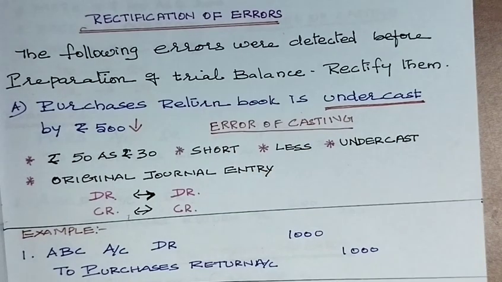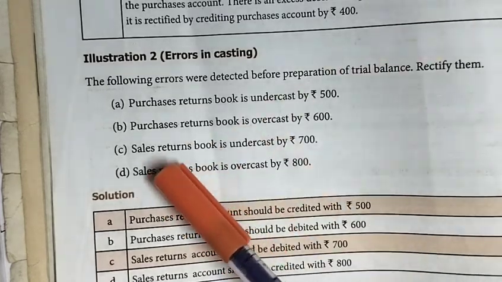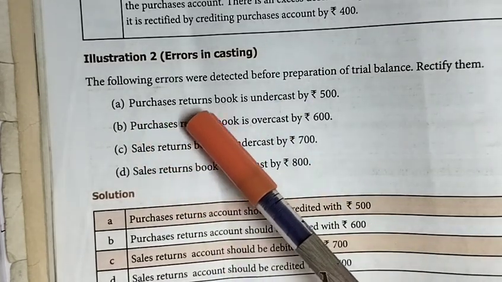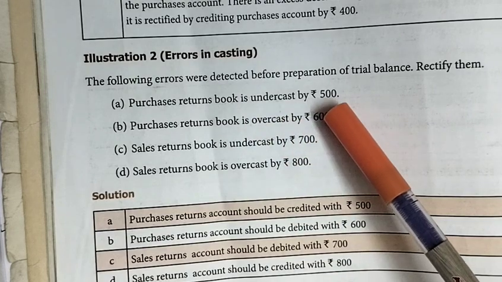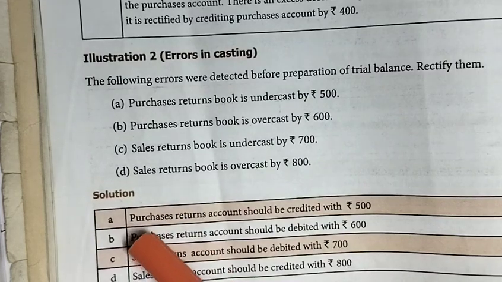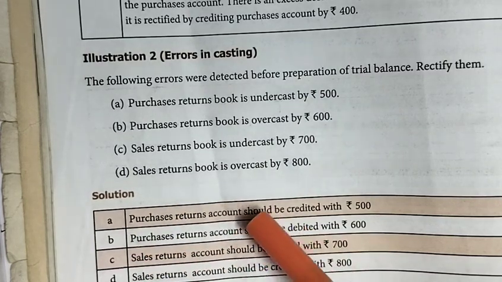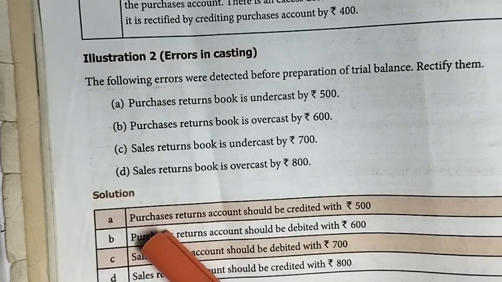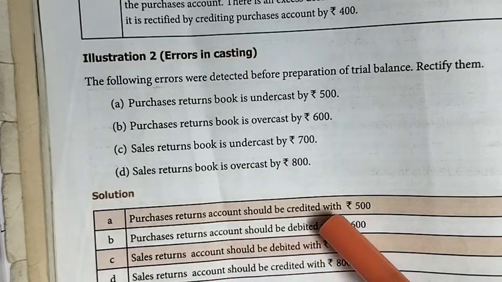You have to give the solution as an explanatory note or statement that the error can be rectified in the affected account, stating whether the concerned account is to be debited or credited. So let's read the first transaction: purchases return book is undercast by rupees 500. The solution is: purchases return account should be credited with rupees 500.